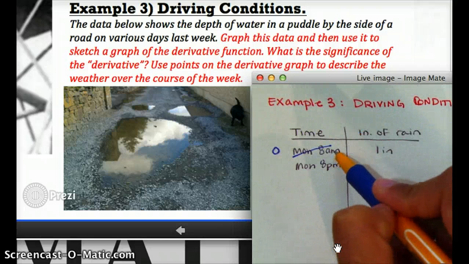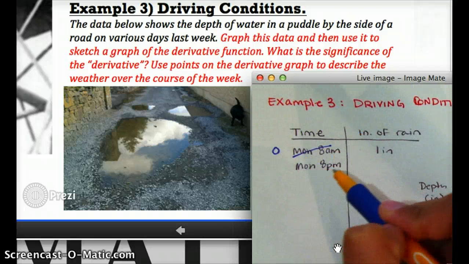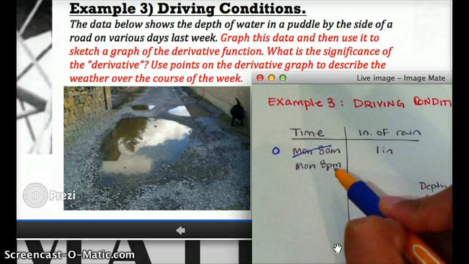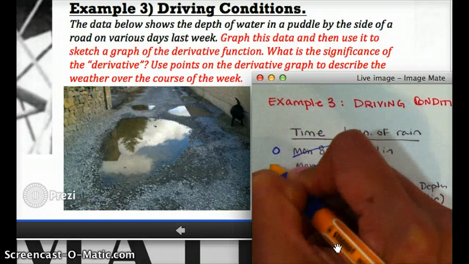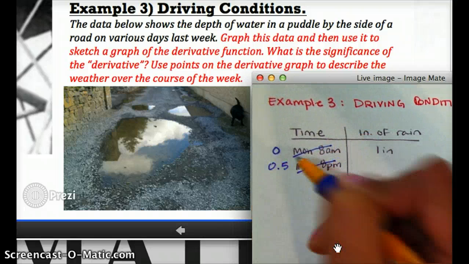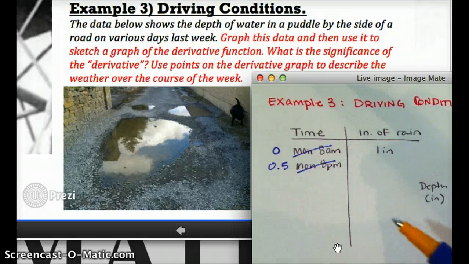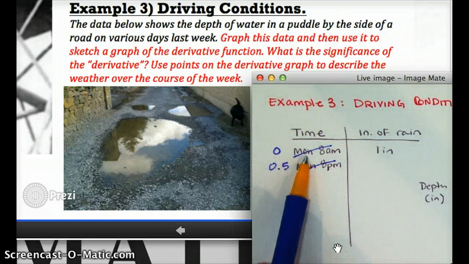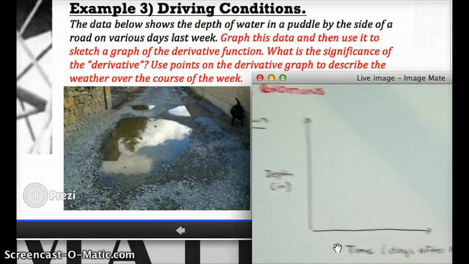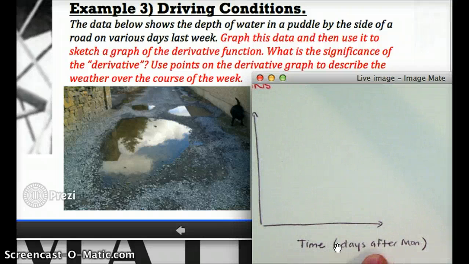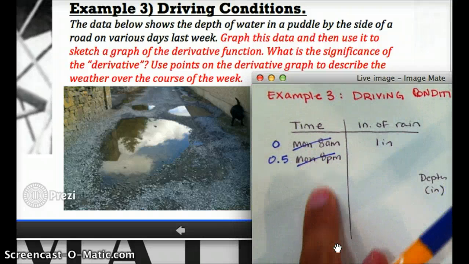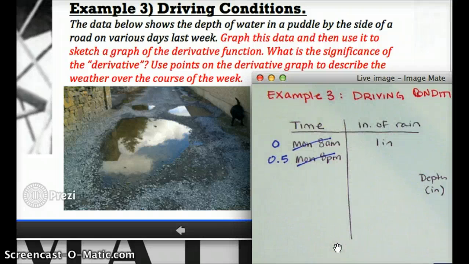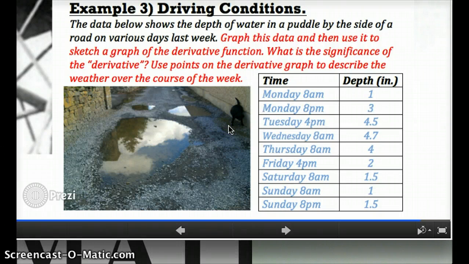So if Monday 8 a.m. is time 0, Monday at 8 p.m. is 12 hours later. In other words, it's a half of a day later. So Monday at 8 p.m. would be the number 0.5. And what I'm doing is I'm just measuring time in terms of days after Monday. When I go to create my graph, I'll label the x-axis that way, time measured in days after Monday. So go ahead and use this pattern to fill in what should the rest of the times be. You're going to need to reference the actual chart, so I'll put this back up for you.